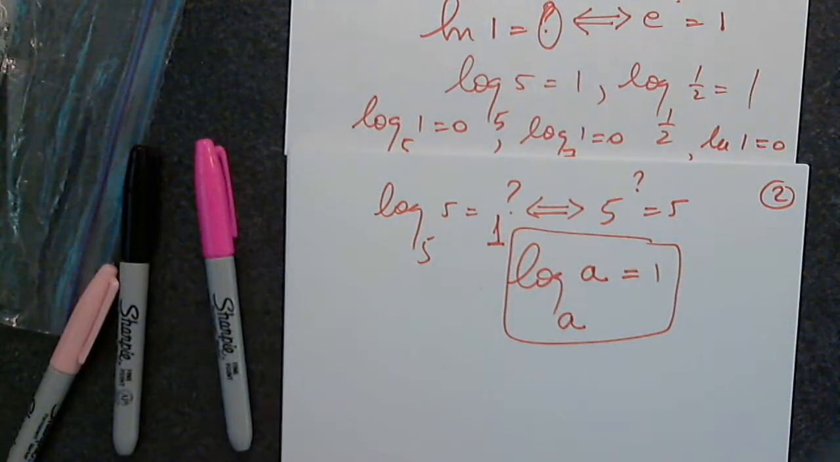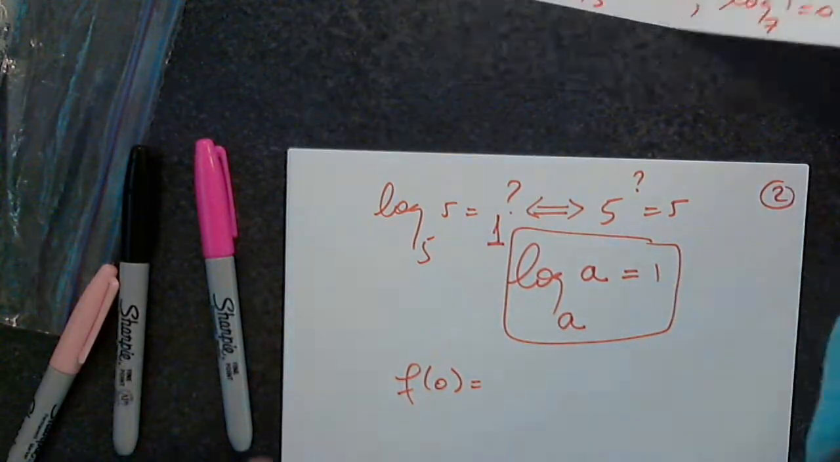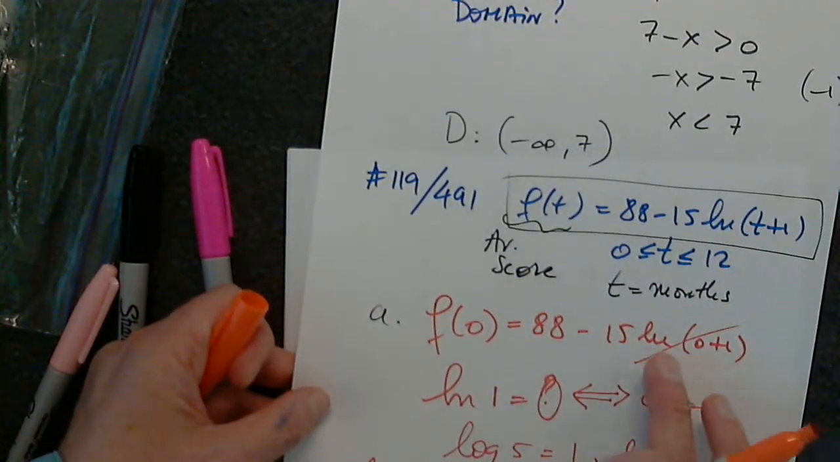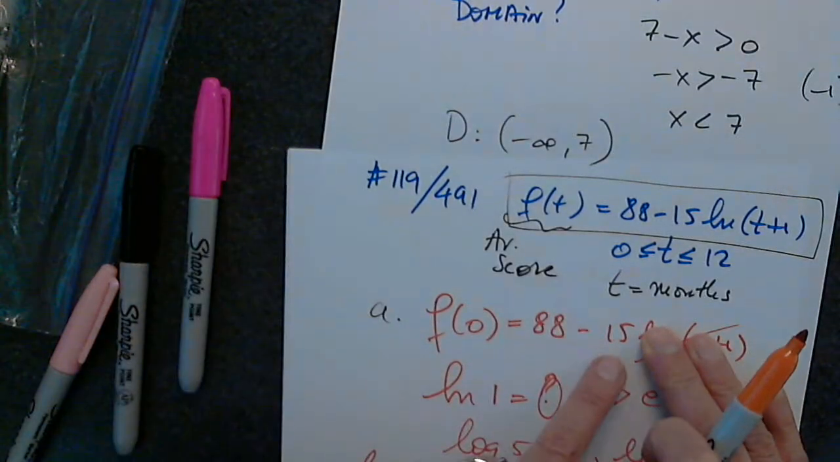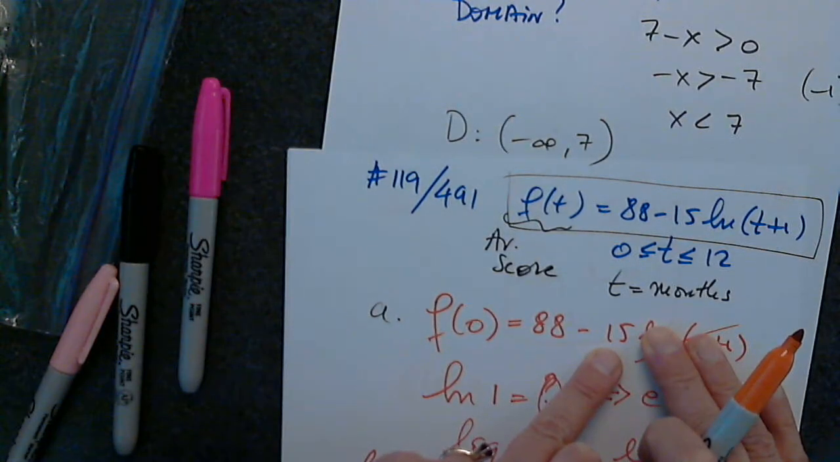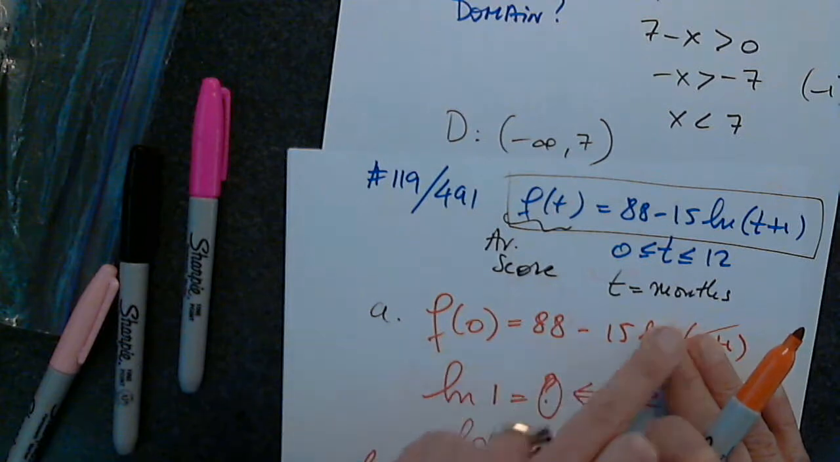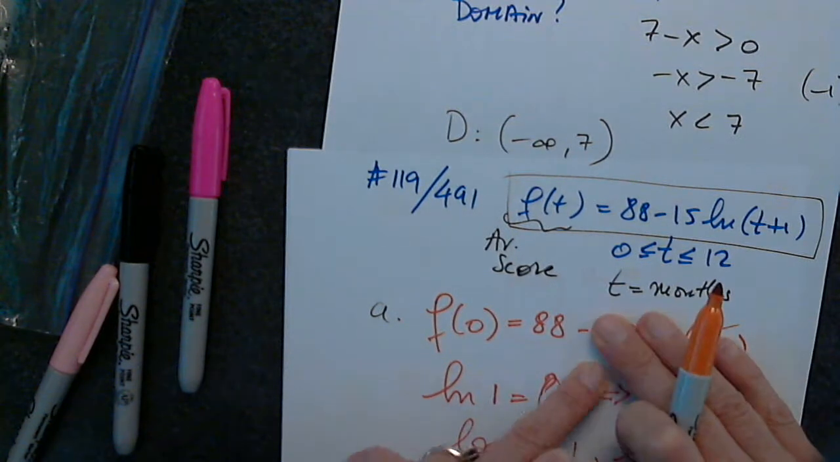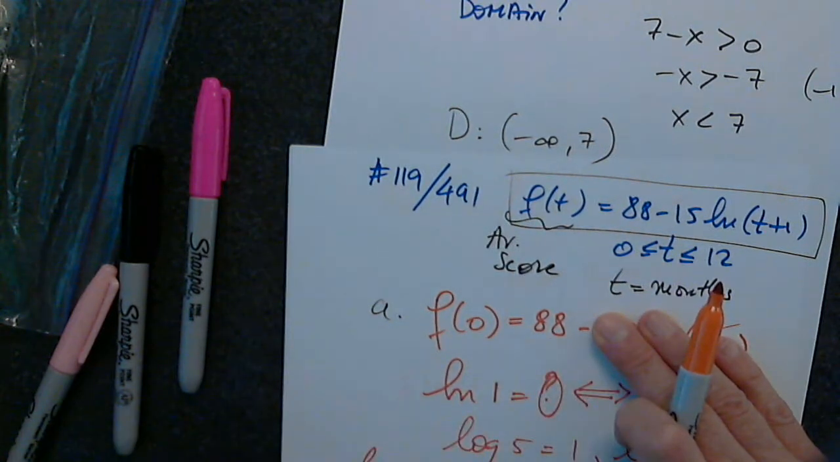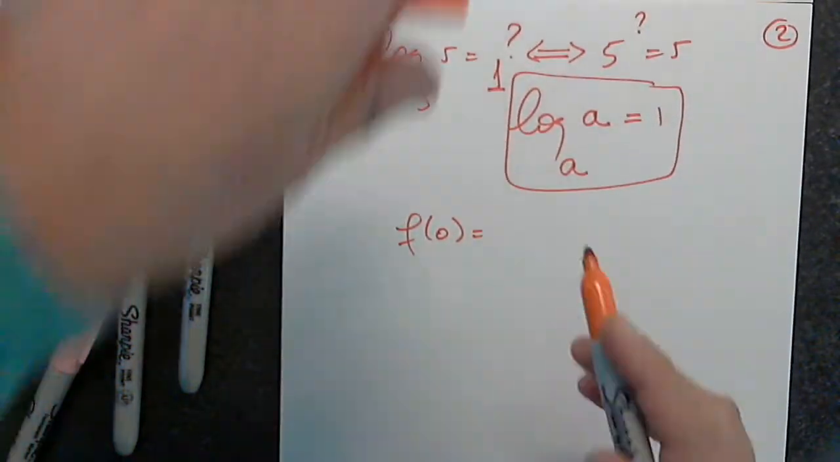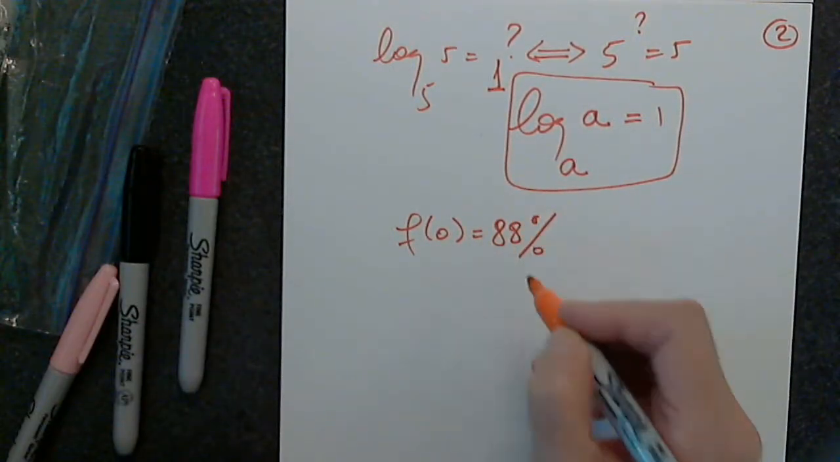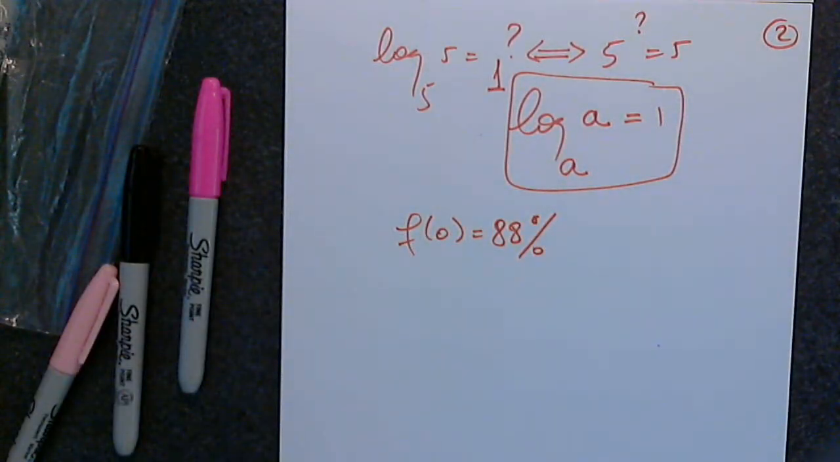Okay, so coming back to our function to find f of 0, since this is 0, natural log 1 is 0, how much is 0 times 15? 0 times 15, 0. How much is 88 minus 0? 88. So the initial score of the exam was 88%. Well done.